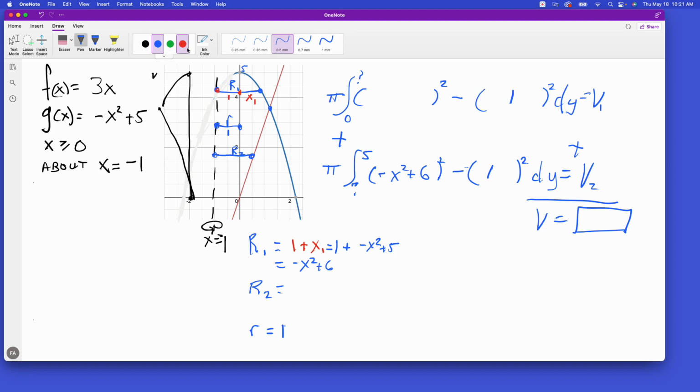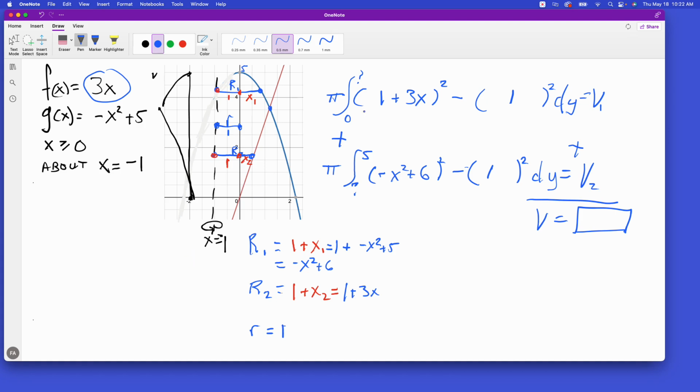R2, once again, luckily it has that same distance from the axis of rotation to the x-axis, and then we have this distance x sub 2 from the axis to the red line there. So what we got there is 1 plus x sub 2, all right? In this instance, x sub 2 is defined by 3x. So this is 1 plus 3x. So there is my other piece of that, 1 plus 3x.